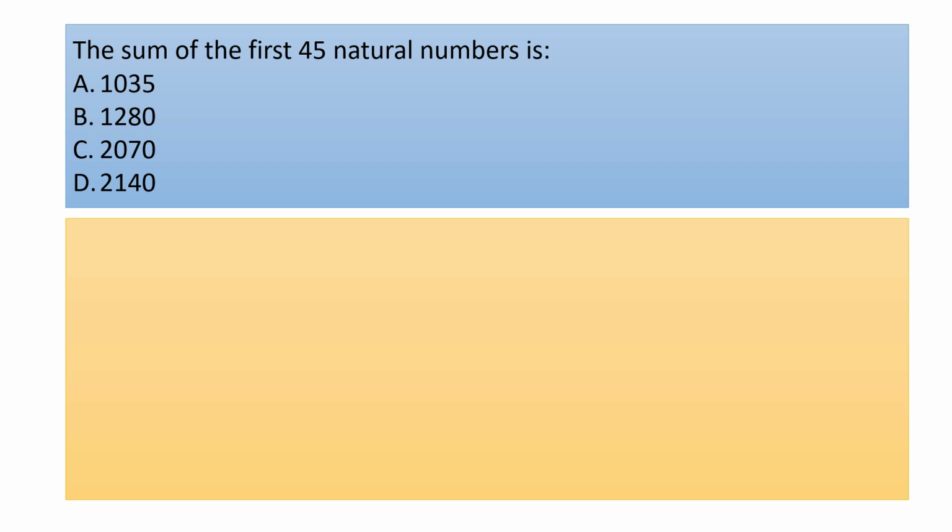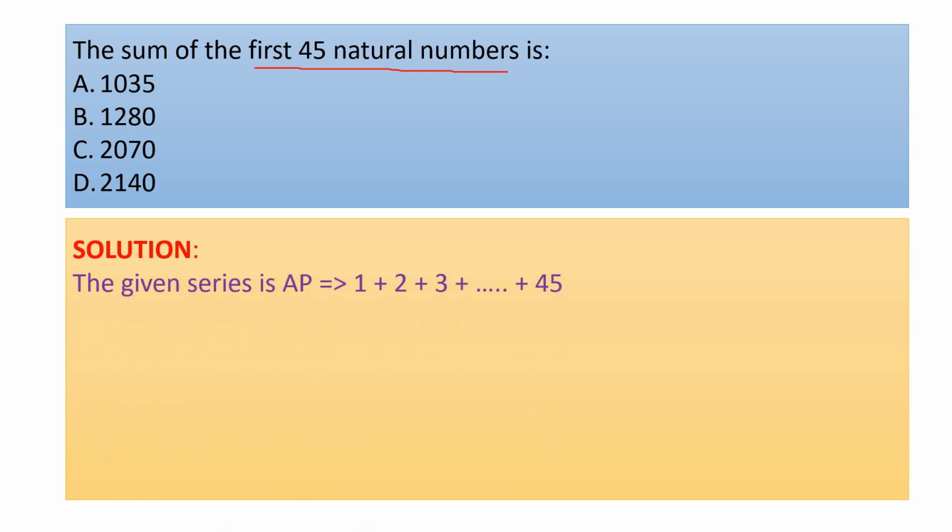Let's move on to the next problem. The sum of first 45 natural numbers is, options are 1035, 1280, 2070, 2140. Let's try to solve the problem.